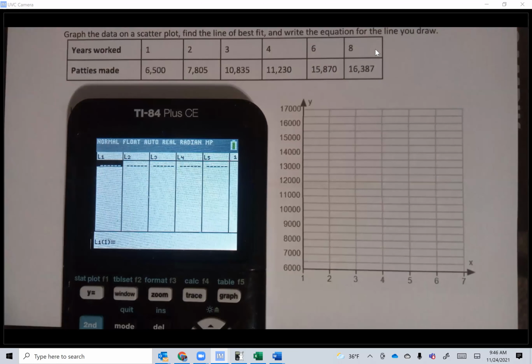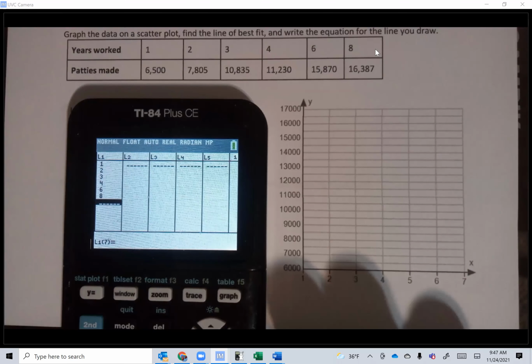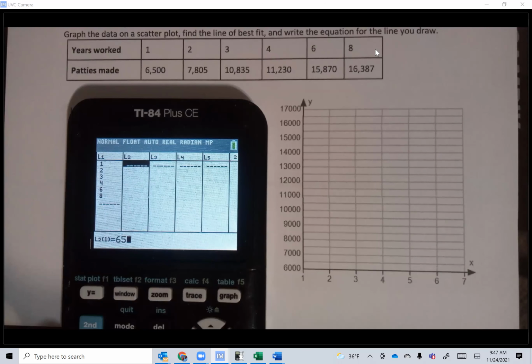So year worked and Patties made. 1 year, 2, 3, 4, 6, 8. And then L2: 6,500, 7,805, 10,835, 11,230, 15,870, and one more, 16,387 Patties. All right.